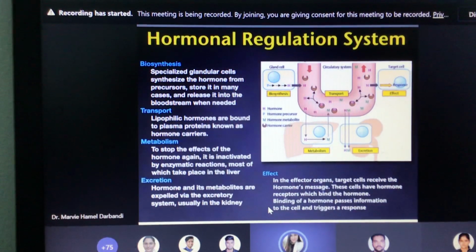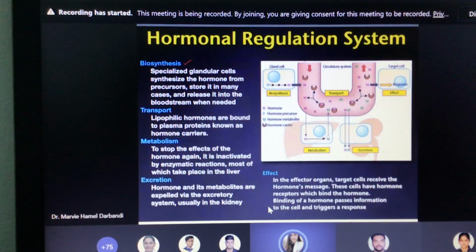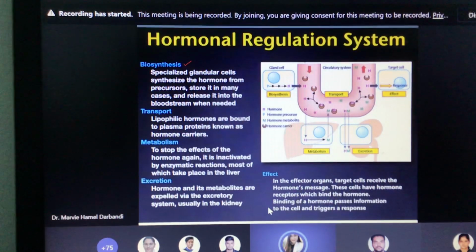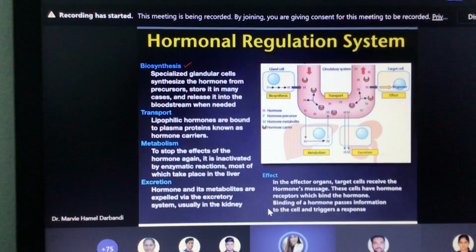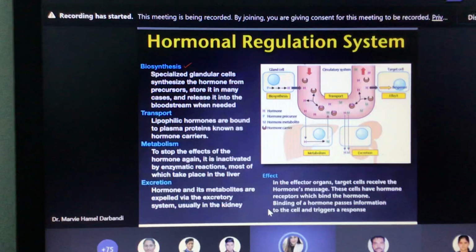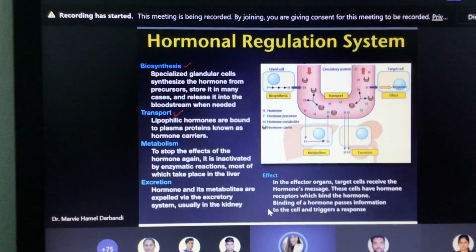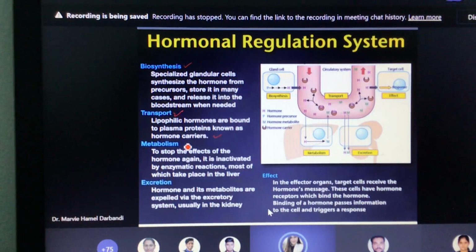So for hormone regulation, first is biosynthesis. Specialized glandular cells synthesize the hormone from the precursor, store it in many cases, and then release it into the bloodstream when needed. And then there is transport. Lipophilic hormones, those are fat-soluble hormones, are bound to plasma proteins known as hormone carriers. And after which there is metabolism.